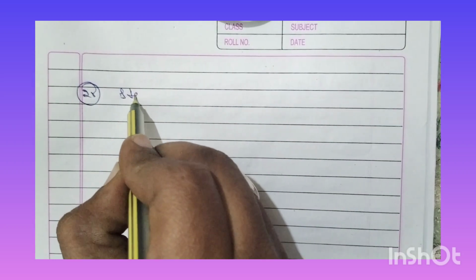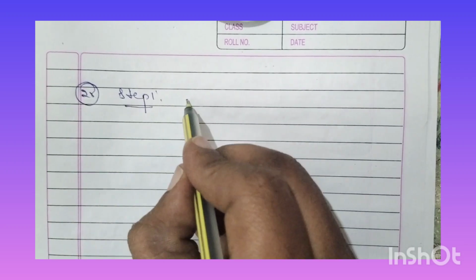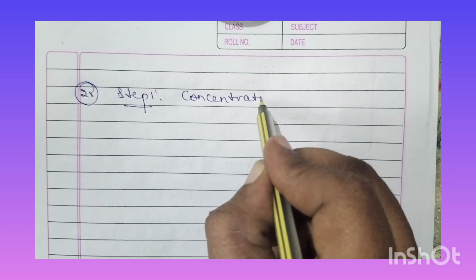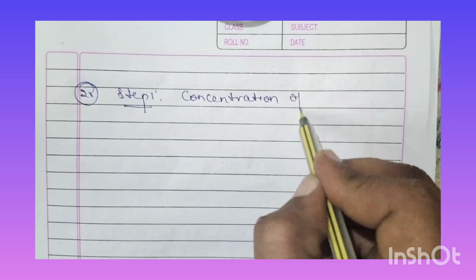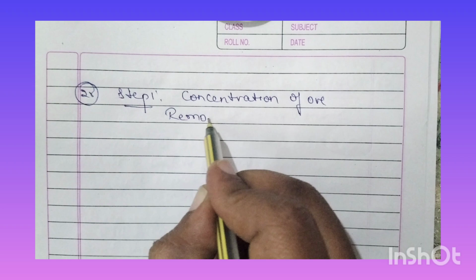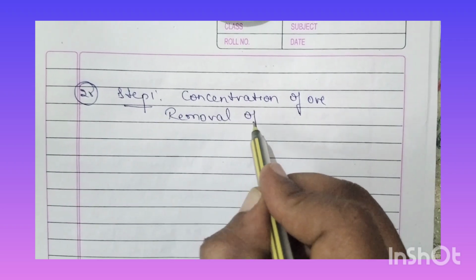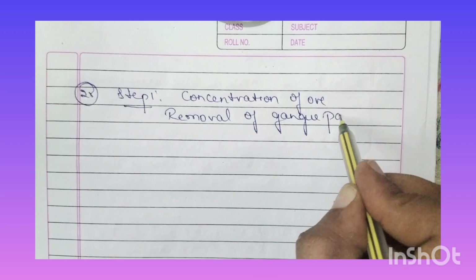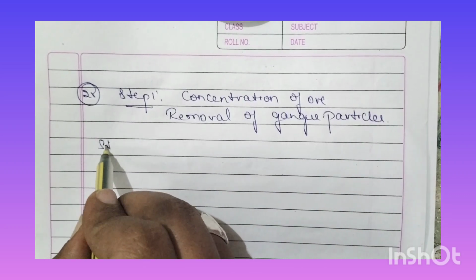Step number 1, concentration of ore, that is removal of gangue particles. Earthly impurities are removed in concentration of ore.